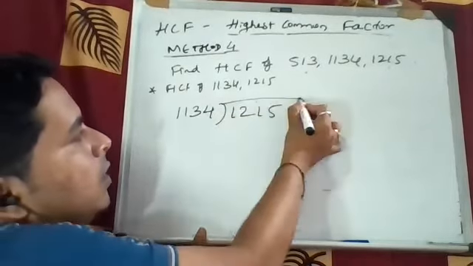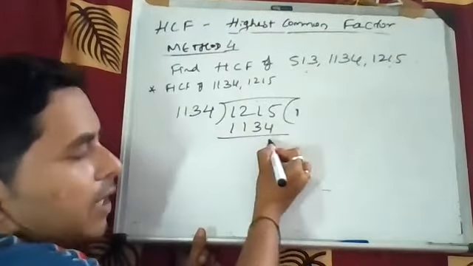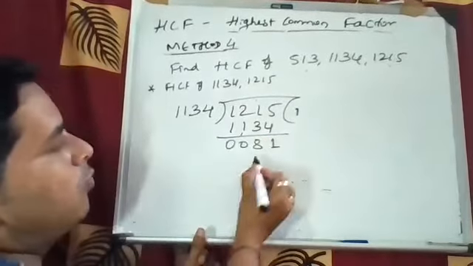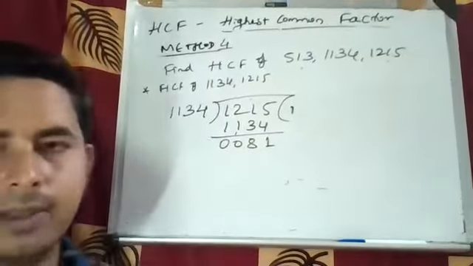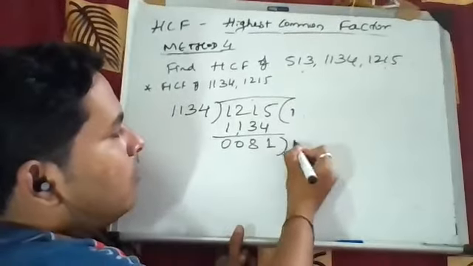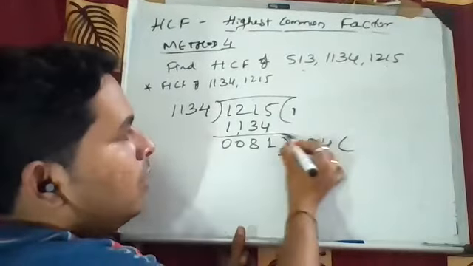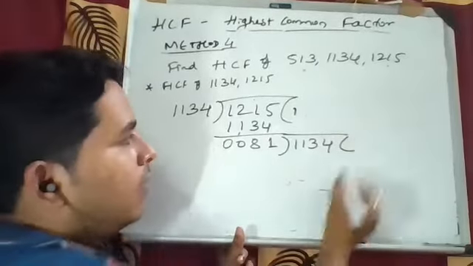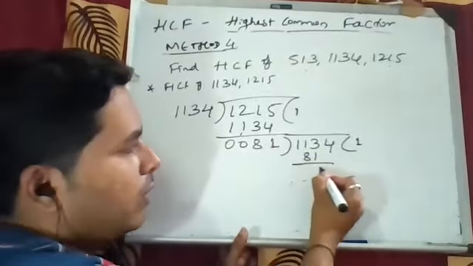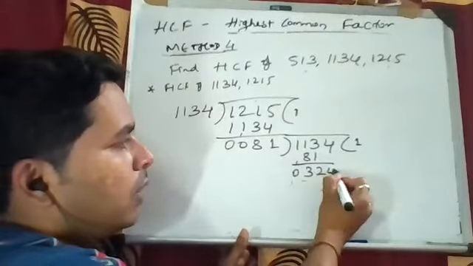How? 1 times 1134 is 1134. Okay, here 1, 8, here is a 0 and here is a 0. Then what we have to do next? 81 has come. Next we have to take the same answer back. 81 divides again 1134, take 1134 here. Okay, 1134. So how to do it here? 81 ones are 81. Okay, so here you will get a 2 and here you will get a 3. So here it will get a 4.